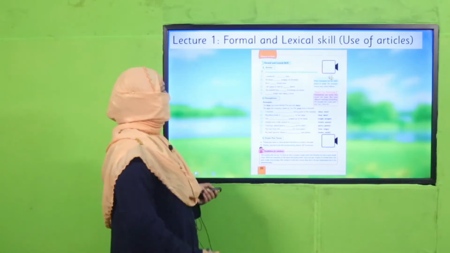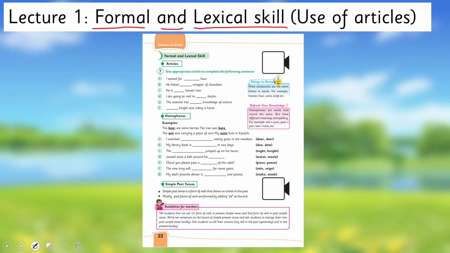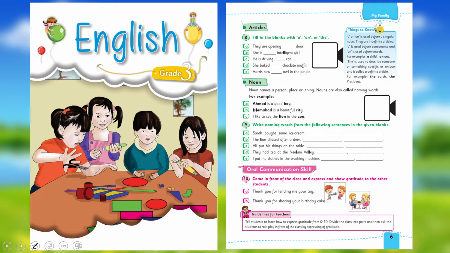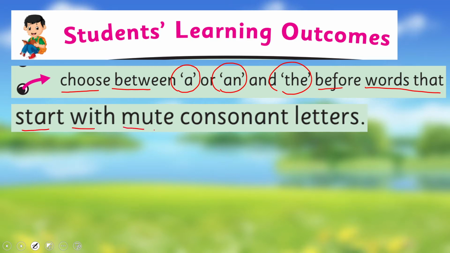And yes, my dear children, today under the title of Formal and Lexical Skill, we are going to learn the use of articles. Before this in English for grade 3, I have already taught you articles. I hope you remember. If not, you may watch this video lecture again. And we are going to learn further to choose between a, an, and the before words that start with mute consonant letters. This is our today's SLO.